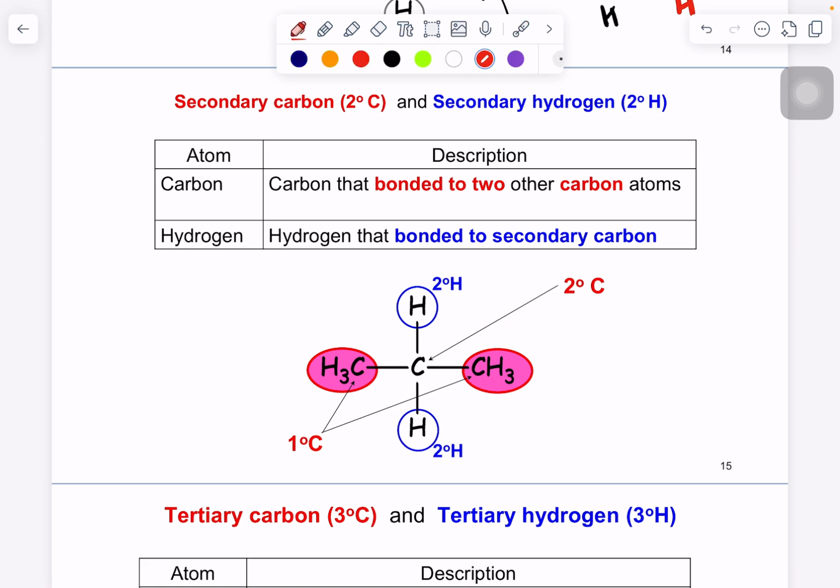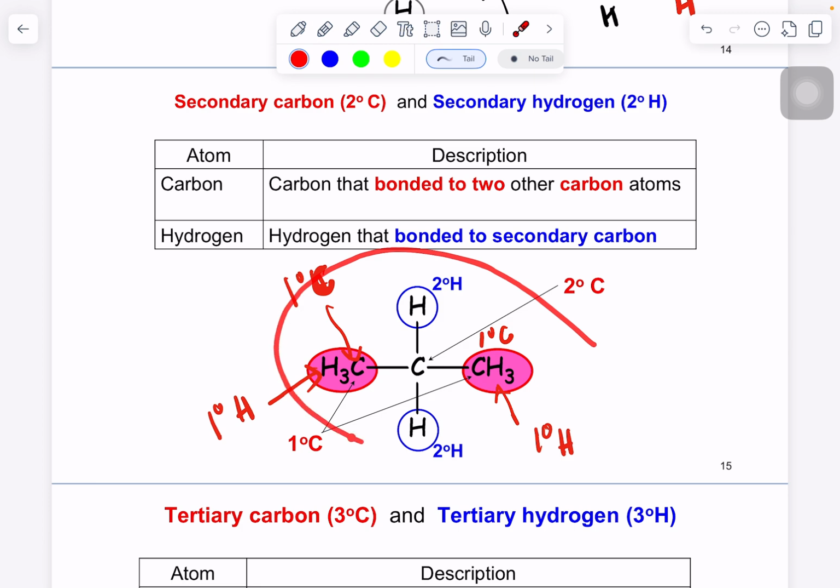Mari kita labelkan dia. So dia adalah primary carbon. So hydrogen ini semua adalah primary hydrogen. Sama juga dengan yang ni, dia adalah primary hydrogen. So setiap hydrogen pada carbon itu adalah primary hydrogen. So in this structure dia ada dua class of carbon, secondary carbon and primary carbon.